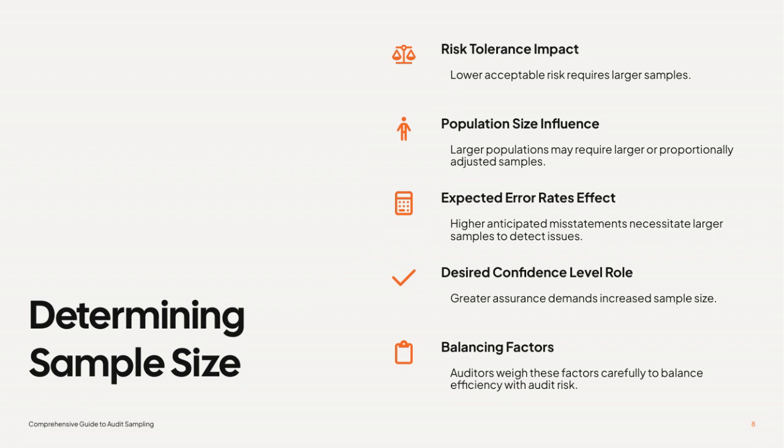If we anticipate a higher rate of misstatements, it's important to increase the sample size so we can effectively detect those issues. Alongside this, the desired confidence level plays a significant role. Seeking greater assurance requires us to examine more samples. Ultimately, auditors need to balance all these factors carefully: risk tolerance, population size, expected errors, and confidence level to find the right sample size that manages audit risk while maintaining efficiency.